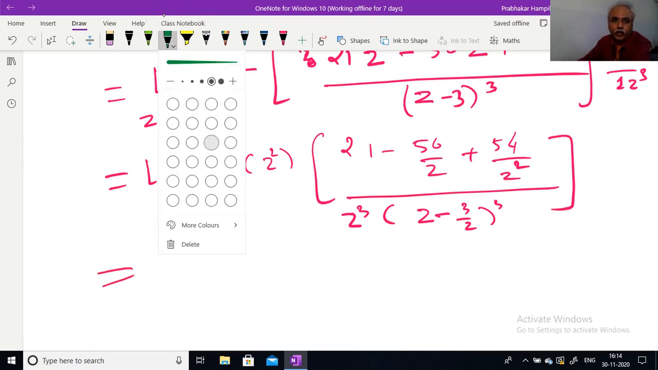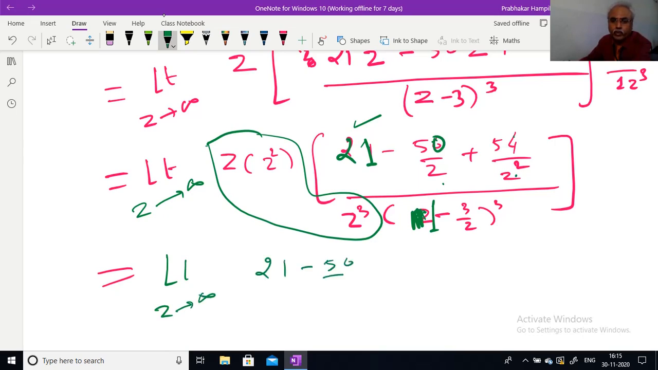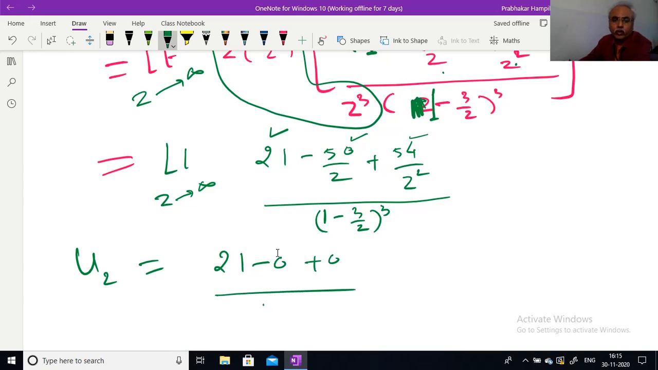Remaining, when you make z tending to infinity, only this part, 21, remains. Remaining all, 50 upon infinity, 54 upon infinity, become 0, and the denominator becomes 1 minus 3 by z, so 1 minus 0. So this is actually the limit z tending to infinity of 21 minus 50 by z plus 54 by z square, whole divided by 1 minus 3 by z whole cube. When I put the limit, except the constant term, the remaining all become 0. In the numerator 21, in the denominator 1 minus 0 raised to 3. So u2 is 21.